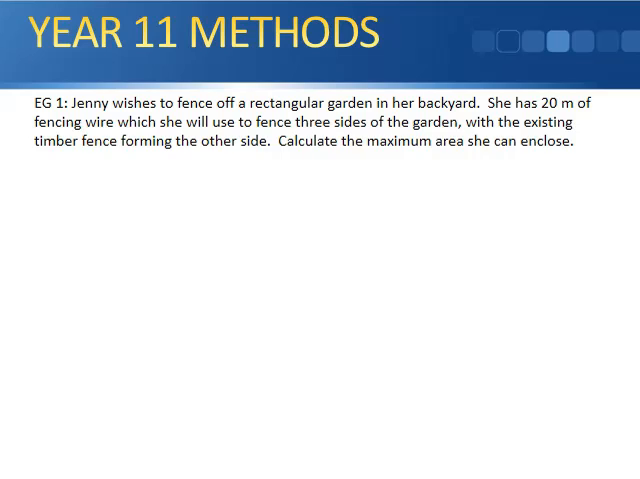Example 1 says Jenny wishes to fence off a rectangular garden in her backyard. She has 20 metres of fencing wire which she uses to fence 3 sides of the garden with the existing timber fence forming the other side. Calculate the maximum area she can enclose.